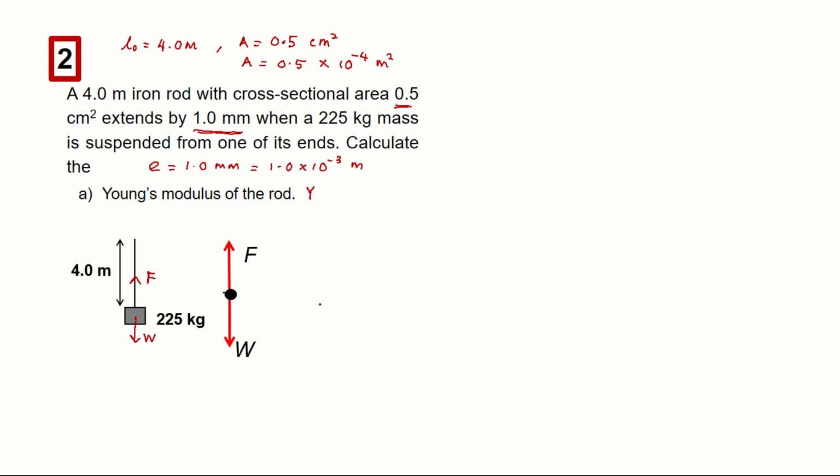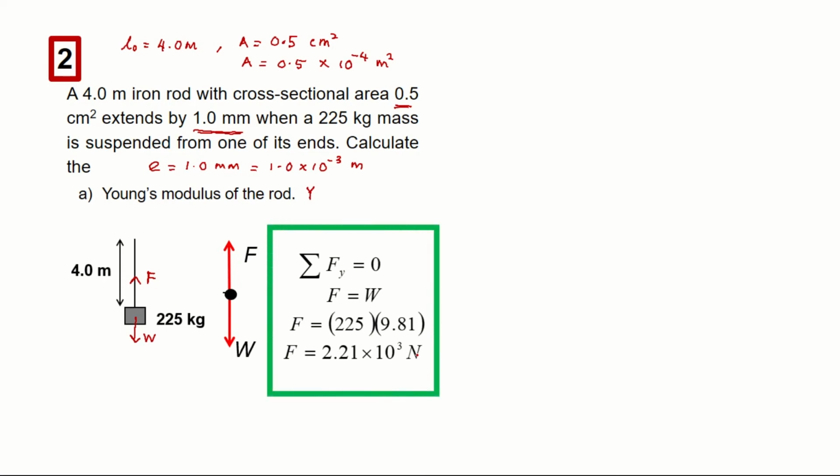So for Fy, the system is at rest, so Fy equals 0. It means that F equals weight, and weight here equals 225 kg times 9.81. So you get F equals 2.21 times 10 to the power of 3 Newton. To calculate Young modulus, you can use the Young modulus equation: Y equals stress per strain, where stress equals F per A and strain equals E per L naught. So you get Young modulus equals F L naught divided by A E.